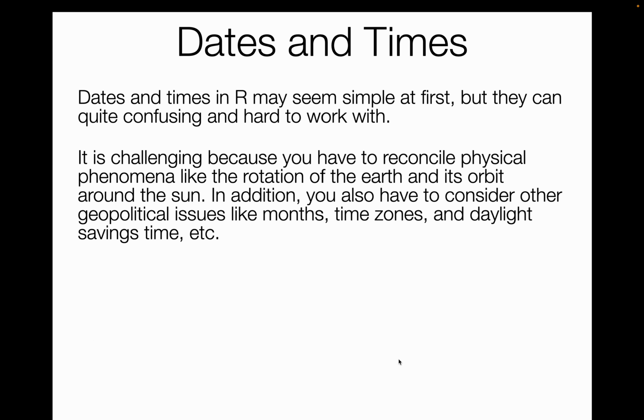These dates and times can become challenging because you have to really reconcile physical phenomena like the rotation of the Earth and the orbit around the Sun, and you also have to consider other geopolitical issues like months, time zones, daylight savings time, etc. So when you think about dates and times and you're working with dates that go back 50, 60, 70, however many years, 2,500 years, or whatever you have, you have to worry about leap years, and you have to worry about all of this kind of stuff.